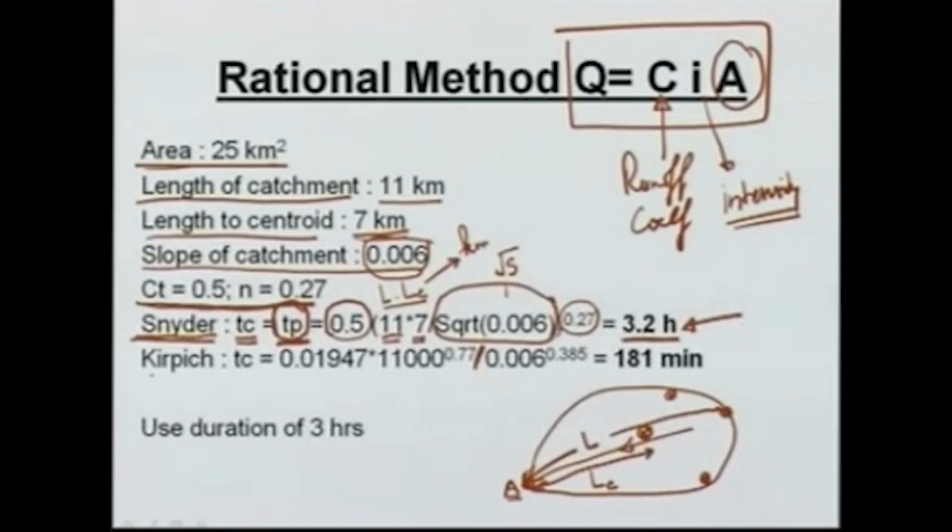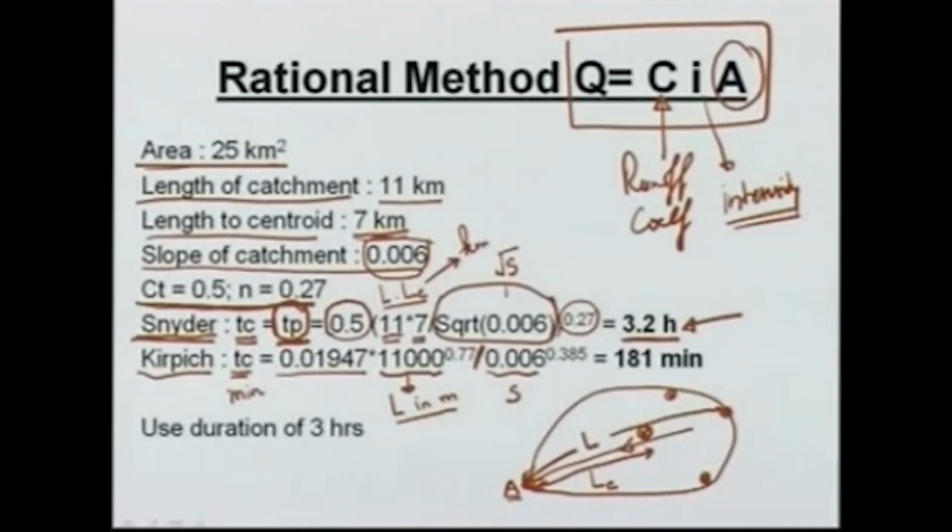There is another commonly used equation known as the Kirpich equation, which says that Tc in minutes will be equal to 0.01947 into L, where L is in meters, and S is the slope which is dimensionless. So, the Kirpich equation says that Tc in minutes will be 0.01947 times the length of catchment in meters to the power 0.77 divided by the slope to the power 0.385.